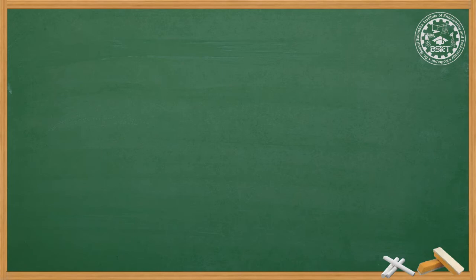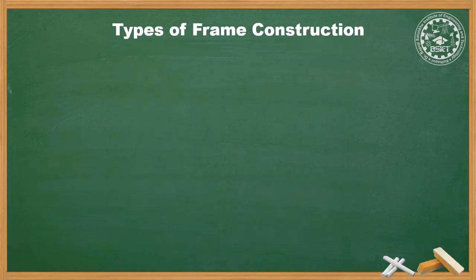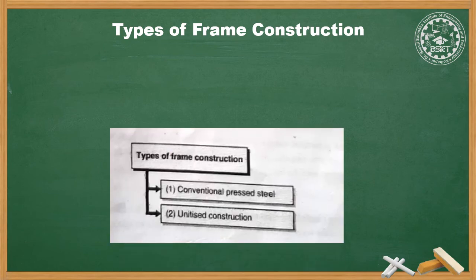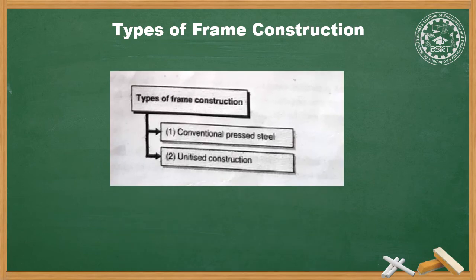The various types of frame or frame construction. There are basically two types of frame construction as shown in the figure below. Number one is conventional pressed steel frame, also known as non-load carrying frame, and second, unitized construction, also known as integral frame or frameless construction. These are the two types of frame construction.